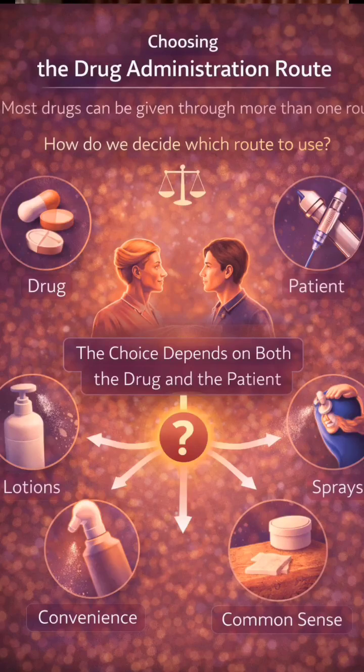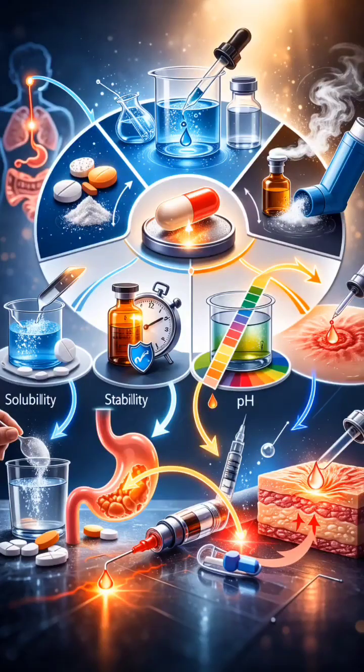The choice depends on both the drug and the patient. In real clinical practice, things like feasibility, convenience, and common sense often guide this decision. For example, we look at the physical and chemical properties of the drug, whether it is solid, liquid, or gas, and also its solubility, stability, pH, and irritancy. Another important point is the site of desired action.